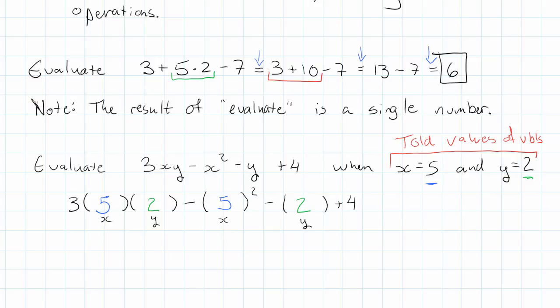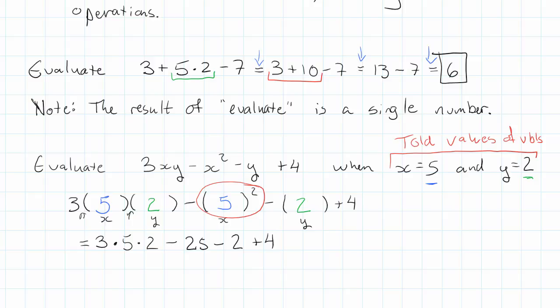Now you no longer have a variable expression. Now you only have a numeric expression, which you can evaluate according to the order of operations. So here's an exponent. I'm going to do that first. Notice no symbol between these parentheses or between these letters means multiply. So we have 3 times 5 times 2 minus 5 squared is 25 minus 2 plus 4.